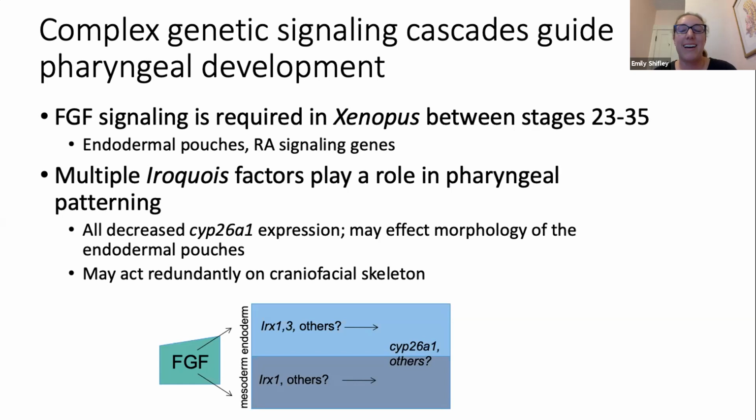Okay, so what I've shown you is that my lab's looking at FGF signaling and narrowed down a developmental time period when it's important for the development of the pharynx, and identified some different possible target genes of FGF signaling. And then we've been focusing on the Iroquois factors and trying to look at what they are doing during pharyngeal development. So we see some effects on gene expression and the morphology of the pharynx and with the craniofacial skeleton.